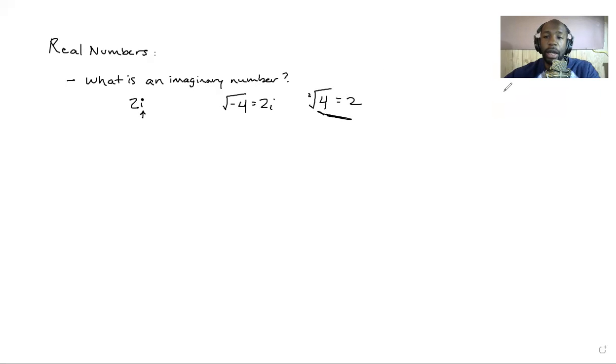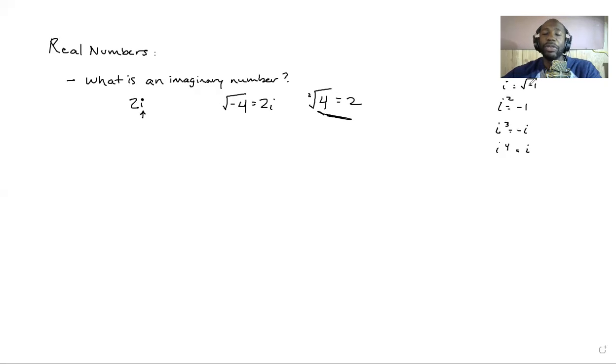So how do I say this? i squared is equal to -1. i cubed is equal to negative i, and i to the fourth is equal to 1. And of course, as we established here, the square root of -1 is i.